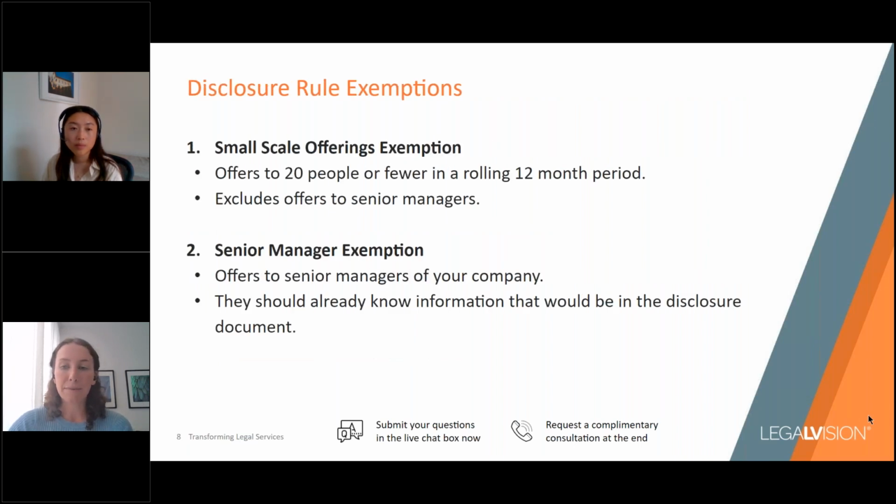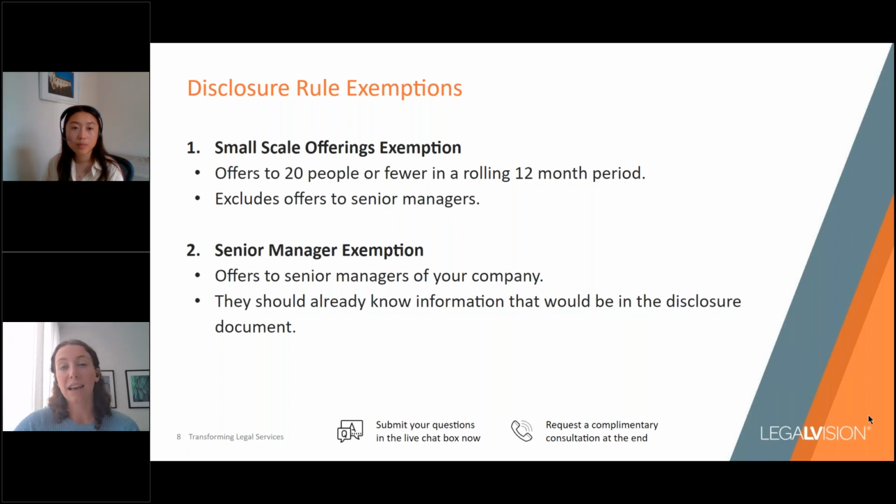The most common exemptions from the disclosure requirements in the context of ESOPs are on the slide here. Firstly is the small scale offerings exemption. This exemption applies if the company makes an offer of securities to 20 or fewer people in a rolling 12-month period.